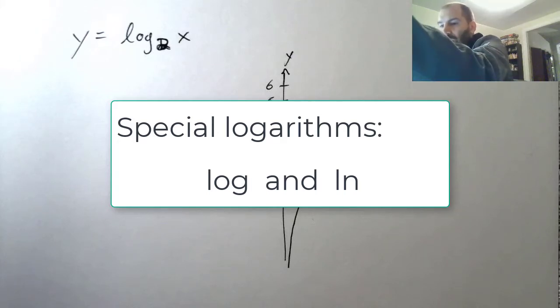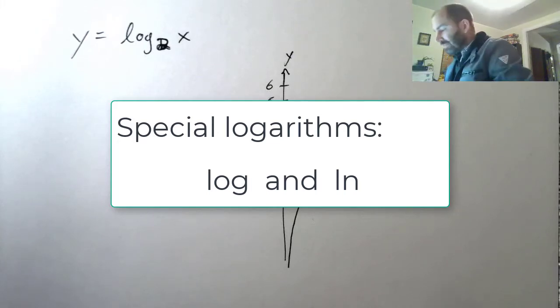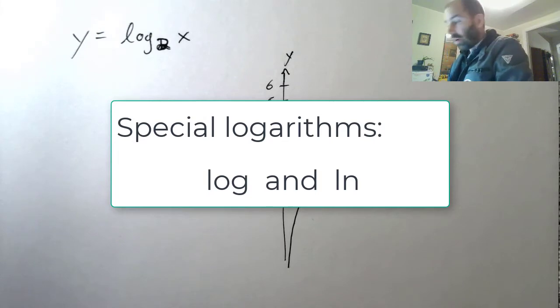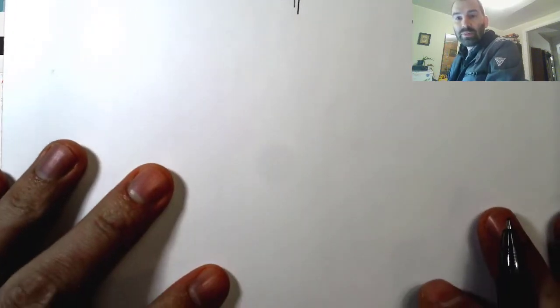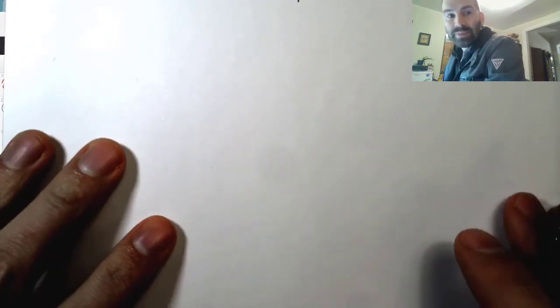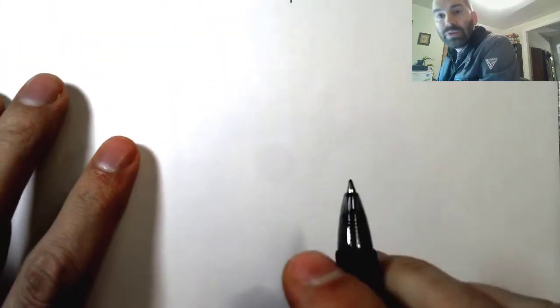Okay, so what I want to talk about next is some special logarithms. Sometimes we use very special bases. It's very commonly done that we use base 10. That b becomes 10. And when we use base 10, we just call that log.